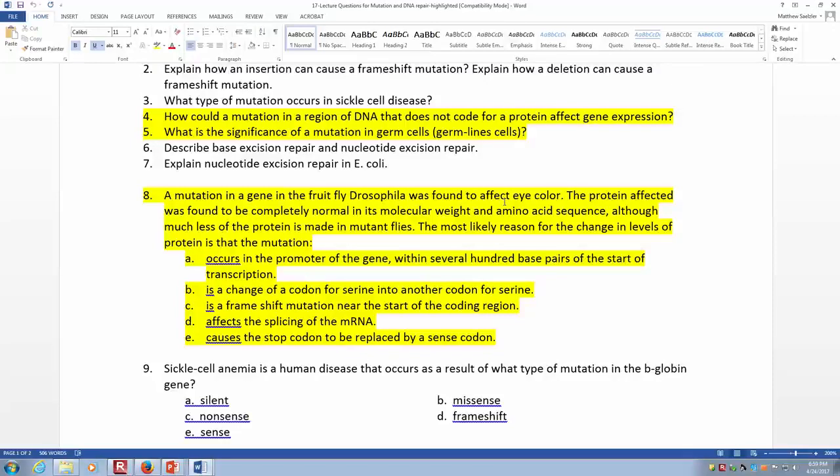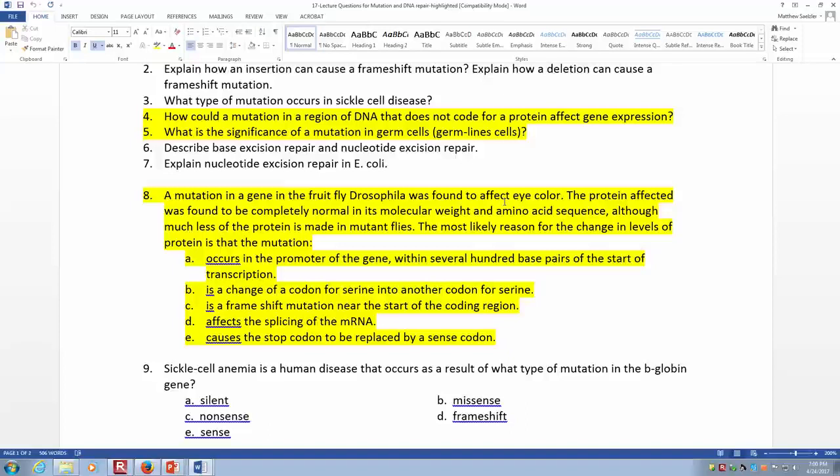No, and the reason that it's not D is because if it affected the splicing of the mRNA, that would change the molecular weight and the amino acid sequence of the protein, and they told you both those things were normal. So the fact that the molecular weight and amino acid sequence is normal rules out a lot of them.